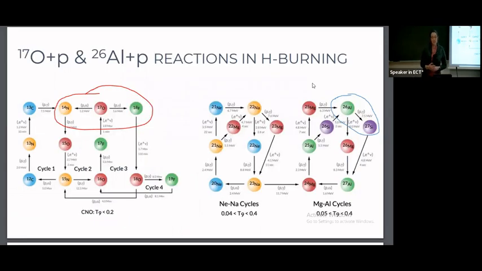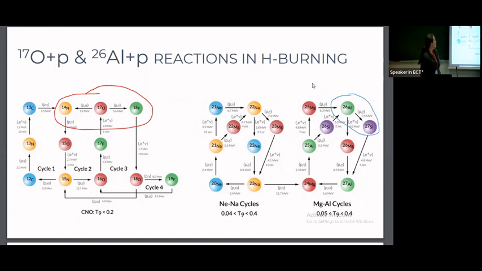Oxygen-17 plus proton and aluminum-26 plus proton. So two reactions belonging to the hydrogen burning networks, and in principle two reactions that are not supposed to provide energy to the stars. In principle, they are reactions devoted to nucleosynthesis purposes. So they produce and destroy isotopes of oxygen and aluminum, and not of the most abundant isotope of these two elements.